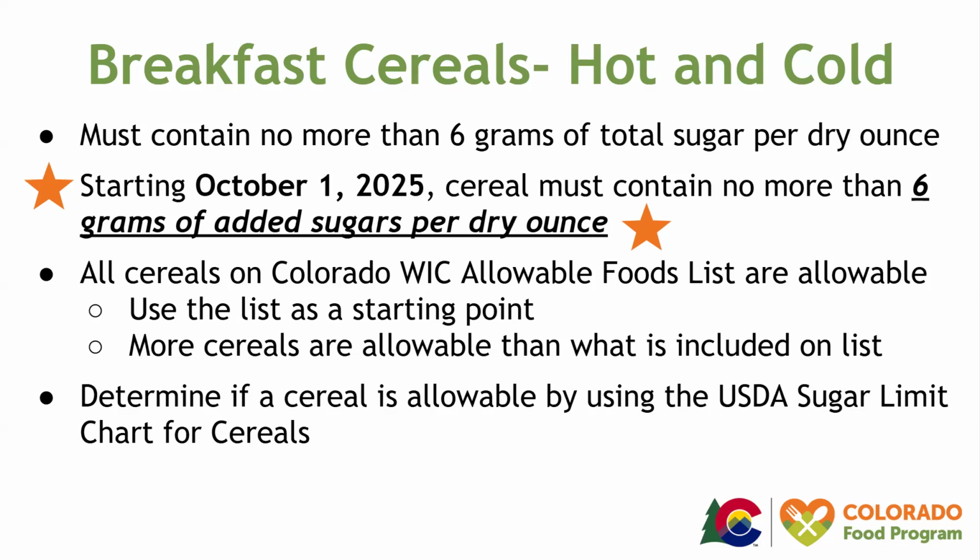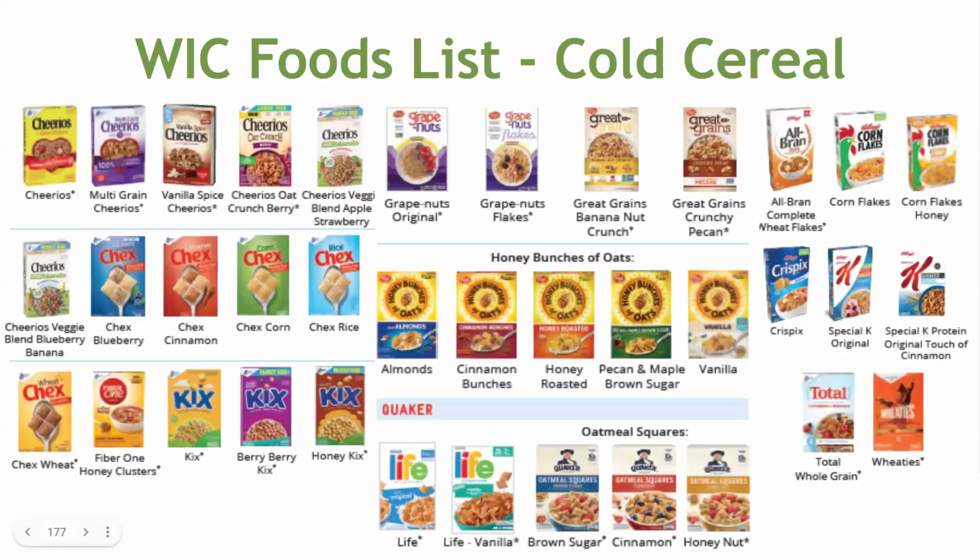And there is a sugar limit chart for cereals to help you determine if a product meets the criteria. So here is the current Colorado WIC food list cereal. Again, a really great visual. It really shows that there are lots of choices out there that meet the sugar limits. All of these that have the little star asterisk on it are whole grain for WIC. And like I said, there are even more that meet whole grain for us, so you could verify that. But again, all of these meet the sugar limit, which is a really helpful starting point.